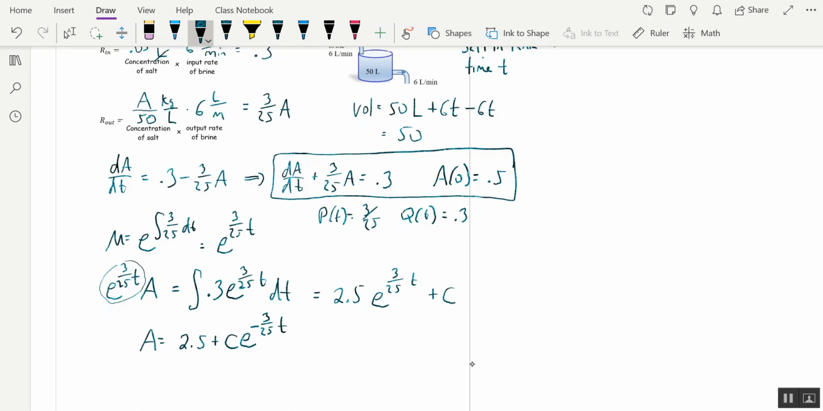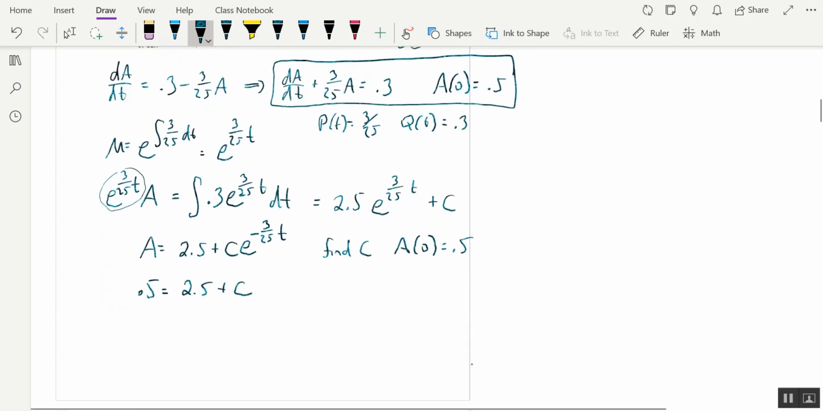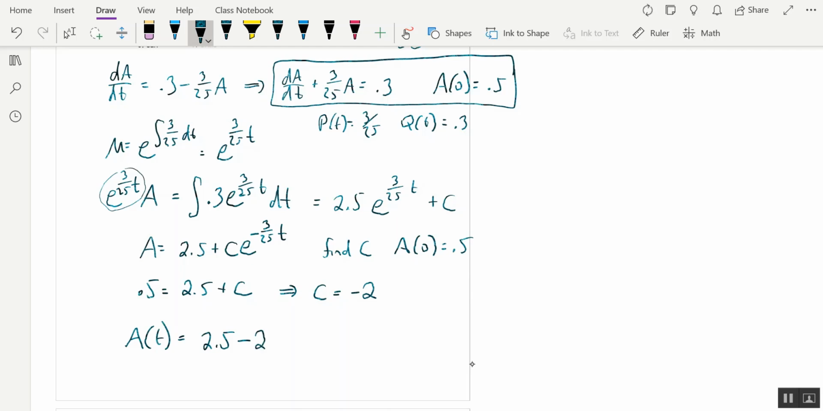All right, we're almost done. Now we just need to find c. Find c by using A of 0 is 0.5. So 0.5 equals 2.5 plus c, e to the 0 is 1. So this gives us c is negative 2. So our final answer for the amount of salt in the tank at time t is 2.5 kilograms minus 2, because c is negative, e to the negative 3/25 t. And there we go.